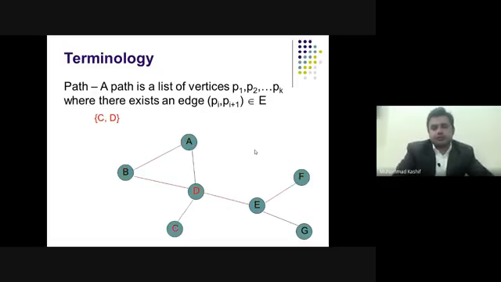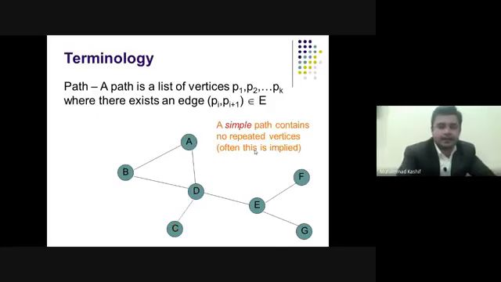Then if I want to move from D to C, in this particular path I only have two nodes, that are C and D, and these basically belong to E, because in our earlier slides we have studied that all the vertices and edges belong to the edge, because if the edge does not exist, then the path cannot exist. Then a path has a list of vertices, and where there exist edges, they belong to edges. A simple path contains no repeated vertices.